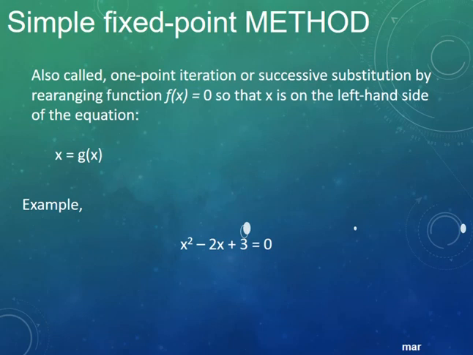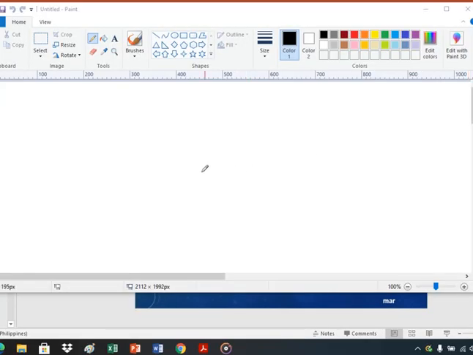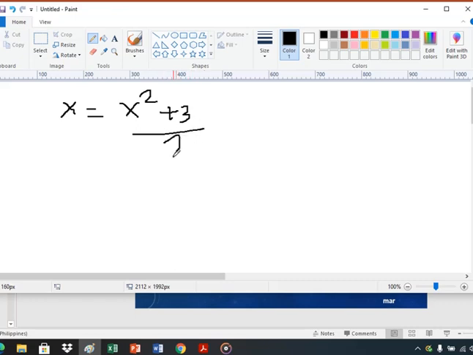So the x, from earlier, we will just place it here. From the left side, we just rearrange the function from earlier, x squared minus 2x plus 3. So x equals x squared plus 3 divided by 2. So this is now the function g of x. So what happens is you just predict the roots.